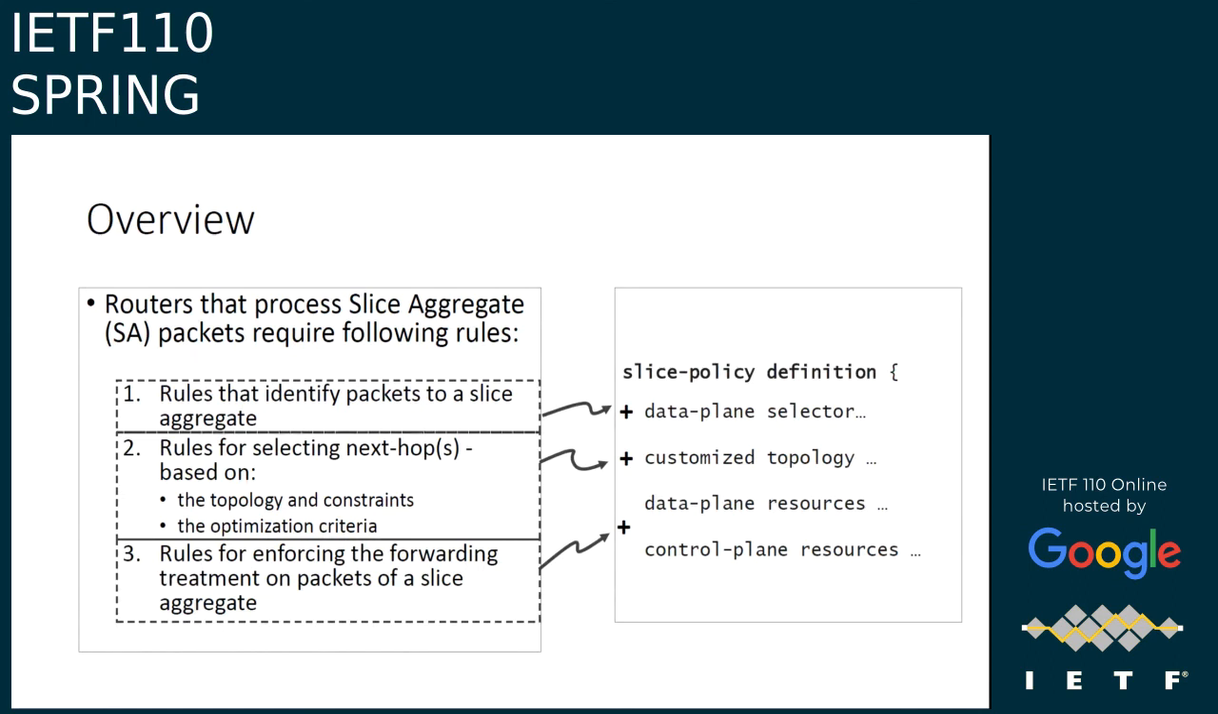This is, maybe, a certain percentage of the bandwidth on a shared link that you want to assign to a slice aggregate. So all these rules are part of a slice policy definition that we are introducing in the base document. On the right-hand side, I'm just showing the high-level structure of that slice policy definition. Next slide, please.